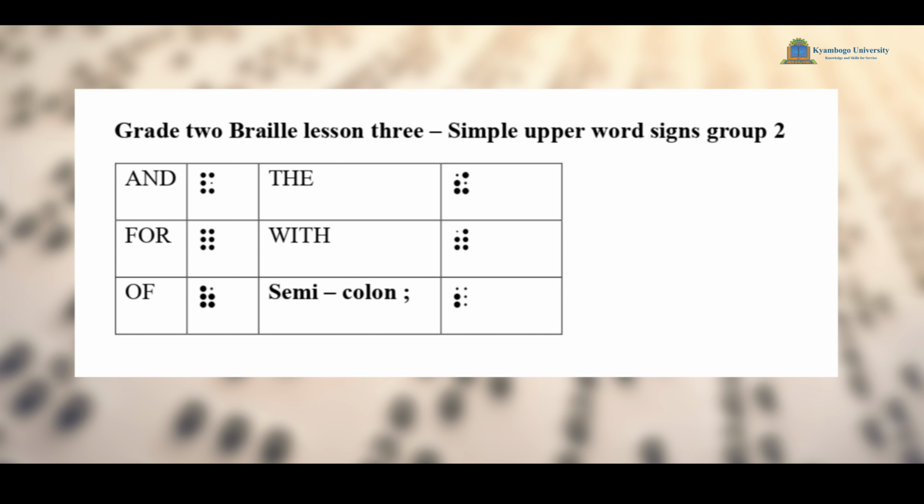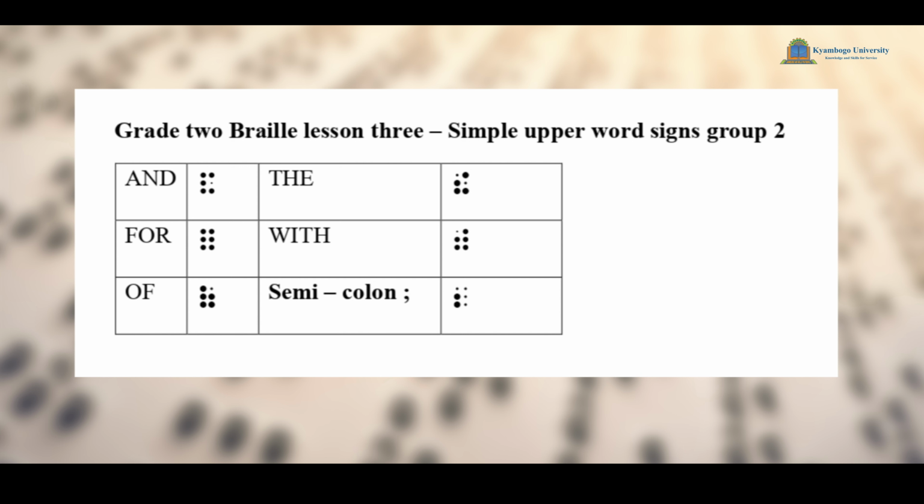Next, we have a punctuation mark to introduce. As I promised you previously, we are going to be introducing a few punctuation marks at a time so that we get used to them, to read them, and to write them. The punctuation mark which we are going to introduce is a semicolon. A semicolon in the reading position is dot 2, 3. However, in the writing position, you write the opposite dots, which is 5 and 6.